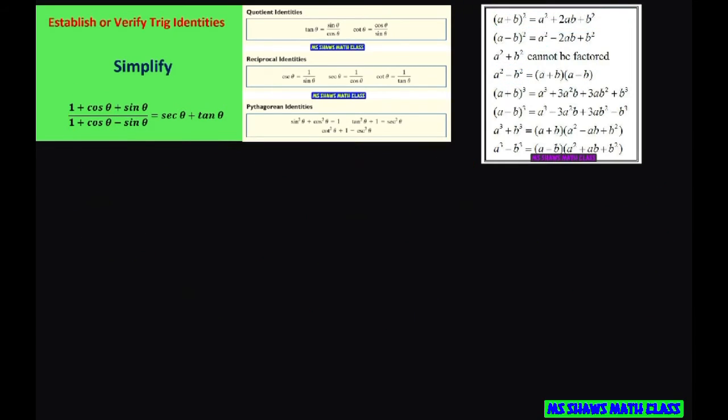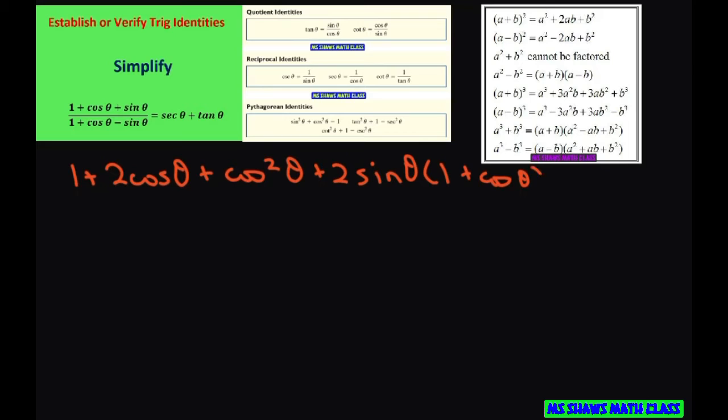We're going to get, I'm just copying now, 1 plus 2 cosine of theta plus cosine squared of theta, plus 2 sine of theta times 1 plus cosine of theta. And then I had plus sine squared, now it's going to be 1 minus cosine squared of theta.